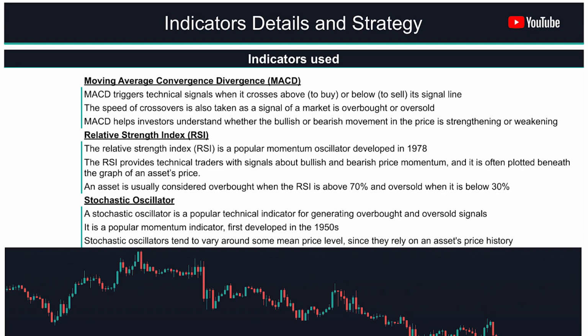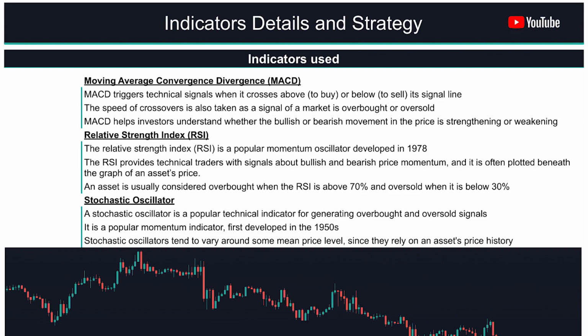So the moving average convergence divergence, also called MACD, is a trend following momentum indicator that shows the relationship between 2 moving averages of a security's price. The default settings are calculated by subtracting the 26-period exponential moving average from the 12-period EMA. However, this strategy has slightly different settings for the MACD.